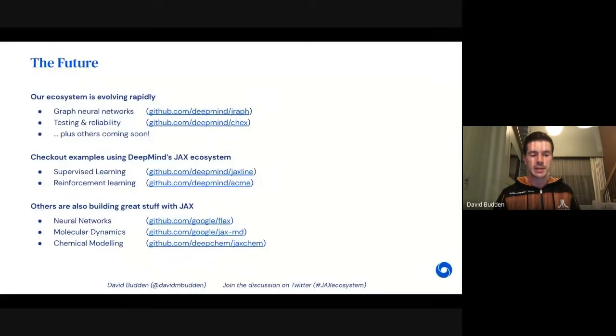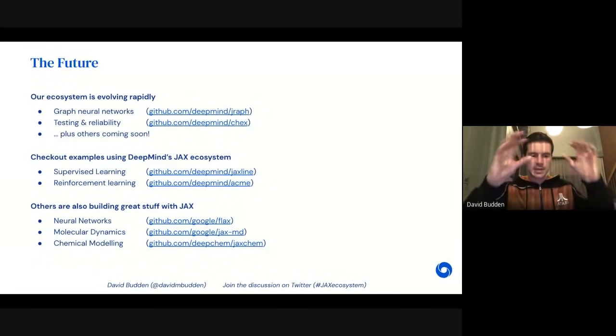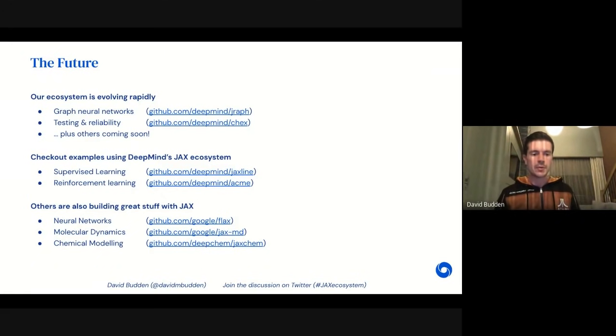I encourage you to check them out. In addition to this worldview that we're telling you today about an ecosystem, I suppose there's an additional shell around the outside of this, which are frameworks that are then built on top of these libraries. Some examples from DeepMind are JAXline and Acme for supervised learning and RL. I encourage you to check these out.